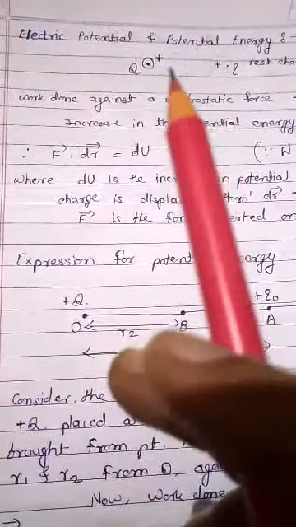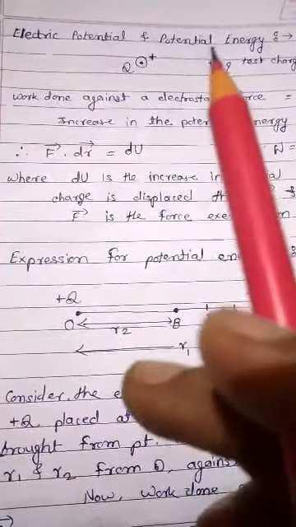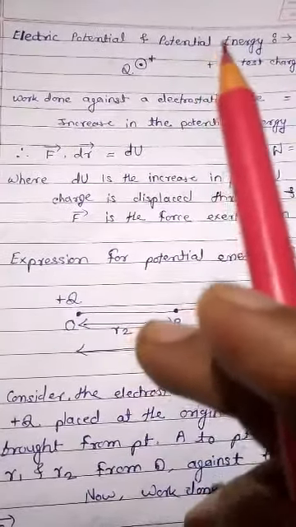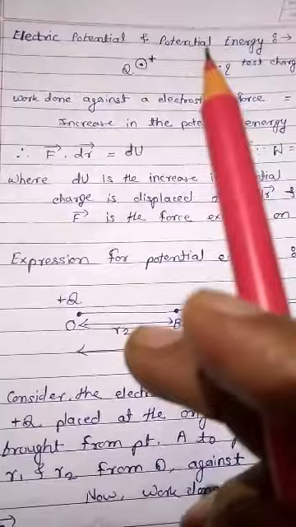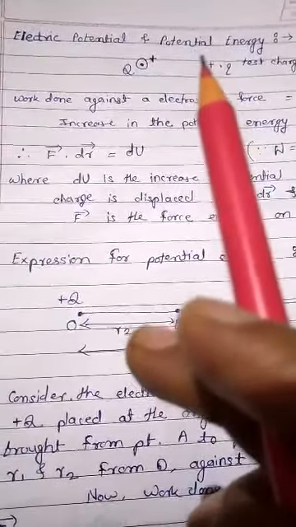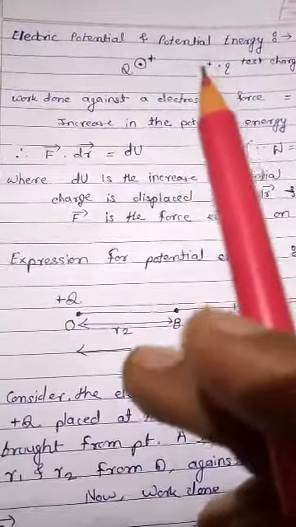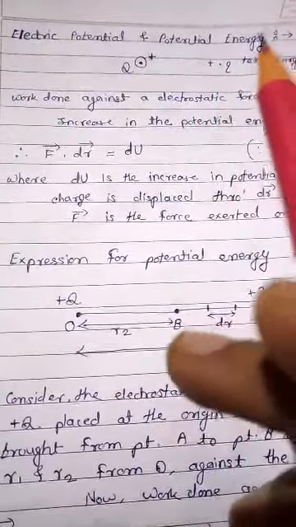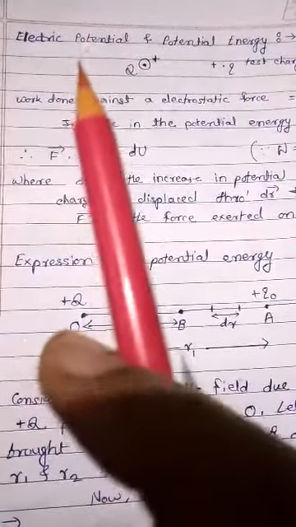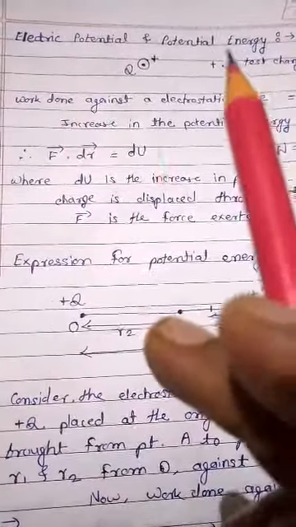And then potential energy means work done. So work done is expressed in energy. It is denoted by U. So potential energy U is equal to 1 upon 4 pi epsilon naught Q1 Q2 upon R. This is the difference between potential and potential energy.